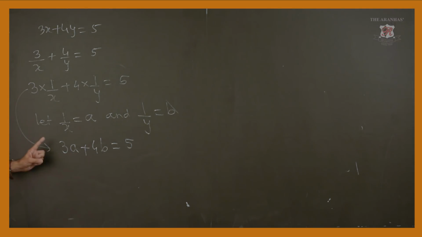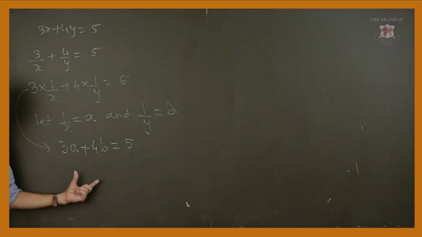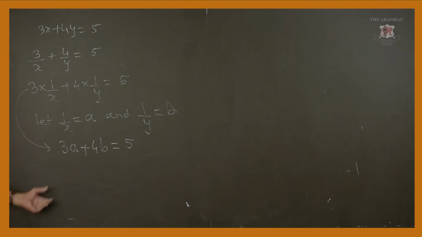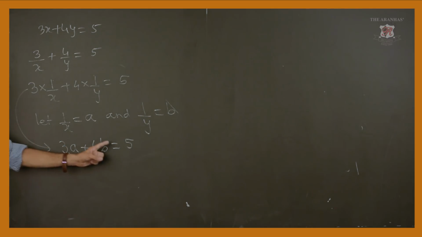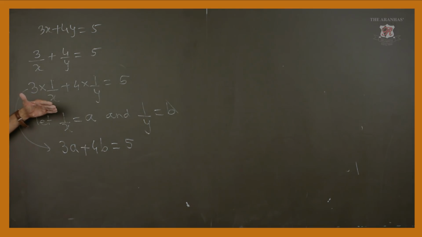Now if you observe, 3a plus 4b is equal to 5. This will be a linear equation. Why? Because the degree of this is 1 and we have two variables a and b, and that is why this will be a linear equation in two variables. So how to reduce a non-linear equation to a linear equation? We just have to consider the variables 1 upon x as a and 1 upon y as b. Rest of the things will remain as it is, right?